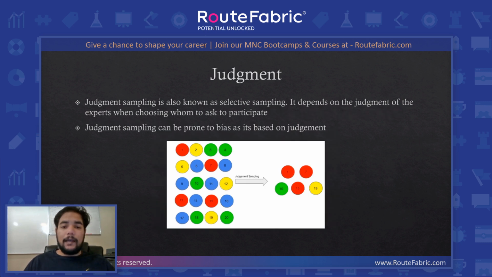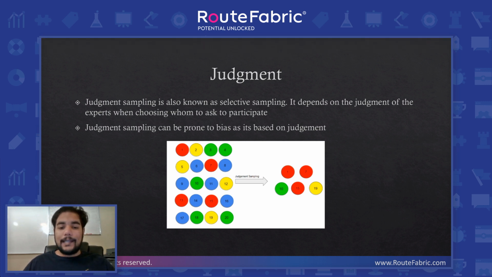Next, we have judgment sampling. Judgment sampling is also known as selective sampling. It depends on the judgment of the experts who are picking the events from the population. Judgment sampling can be prone to bias as it is based on the judgment of the individual who is picking the data from the population. In the example, we can see that only red, green, and yellow events were selected by the expert, and none of the blue events were selected.